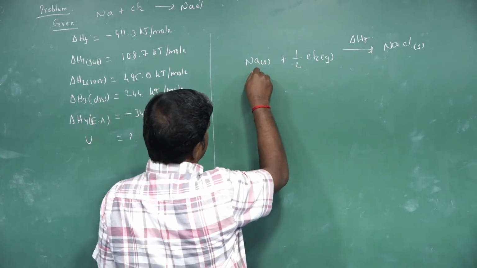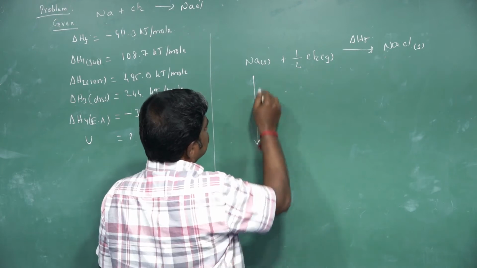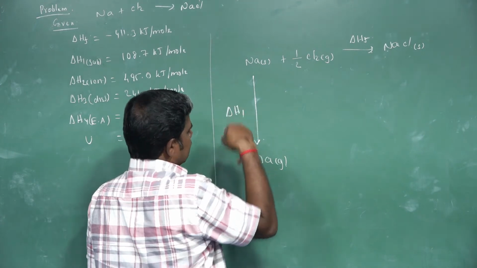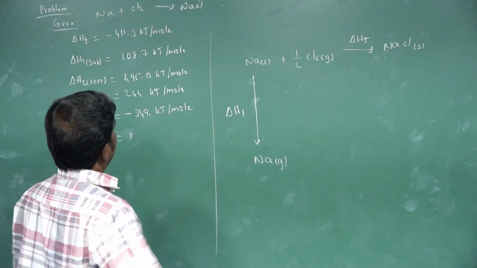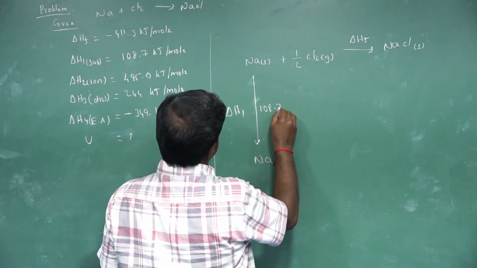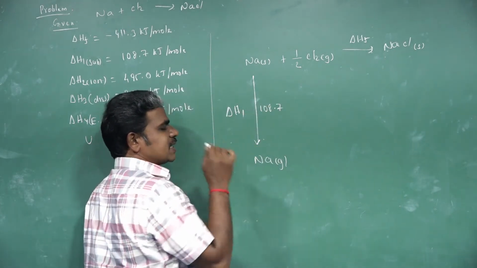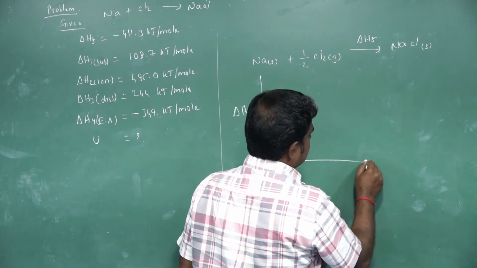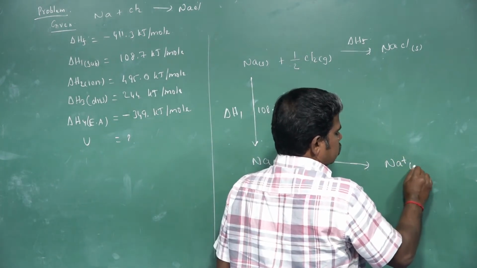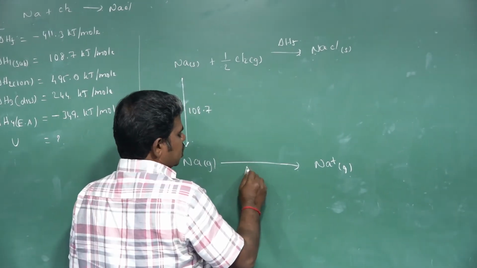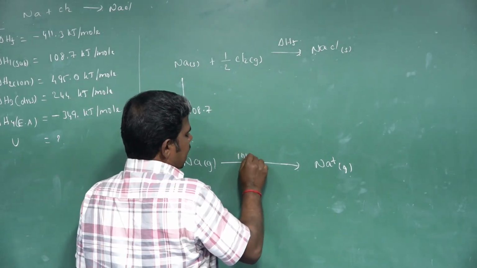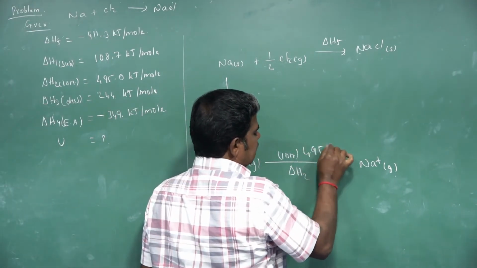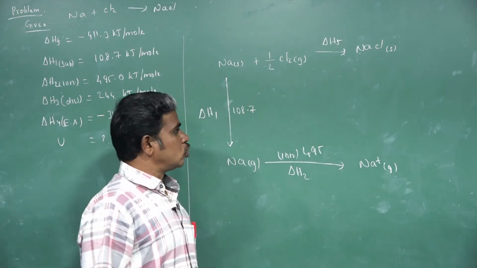Now the first one, delta H1. So sodium solid is converted into sodium gas. Then it is nothing but delta H1. Then the values are given. What is it? It is 108.7 kilojoules per mole. Now it is a sublimation value. And the sodium gas is converted into sodium ion. Then it is ionization, that is delta H2. The ionization value is given. What is that? It is 495 kilojoules per mole.